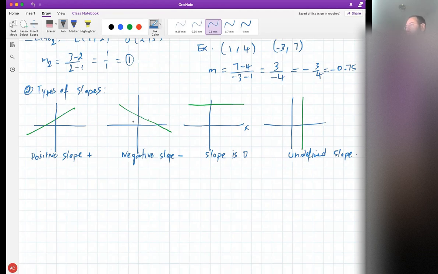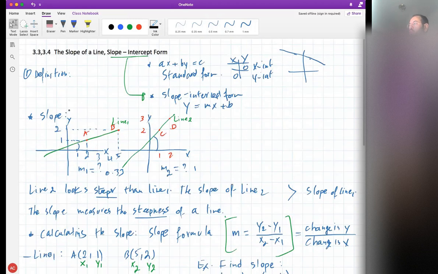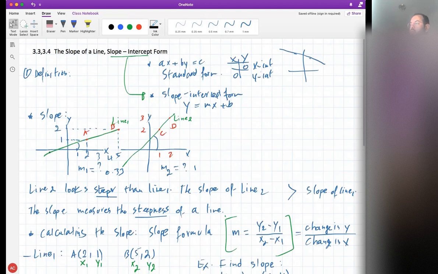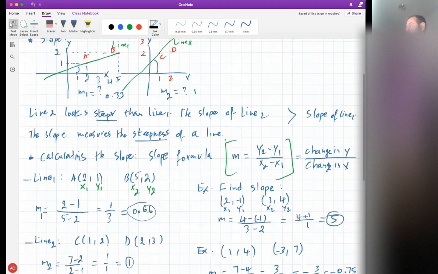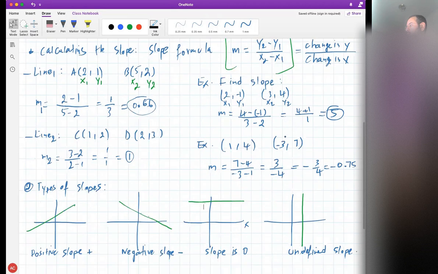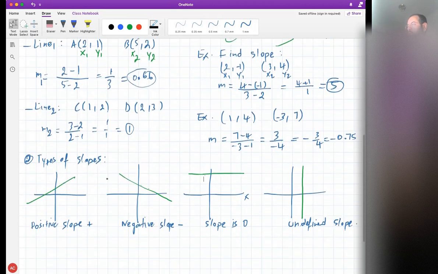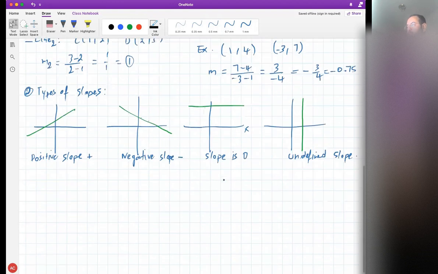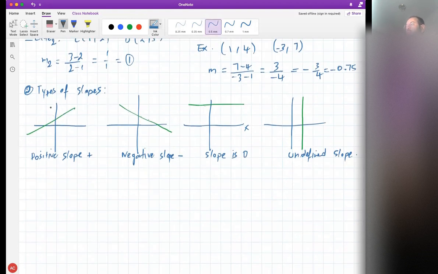So for now, just remember this. Positive, negative, horizontal: the slope is 0. Vertical: the slope is undefined. And you can see from these lines, they both go up from left to right, so they both have positive slopes, 0.33 and 1. And this line is definitely falling down, because it has a negative number, it falls down like that. So these are the types of slopes.